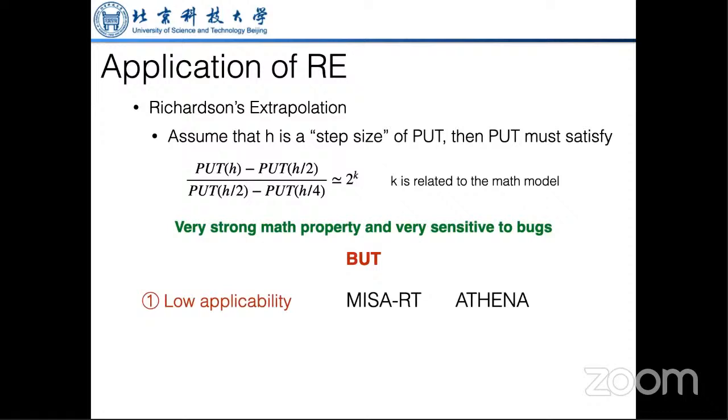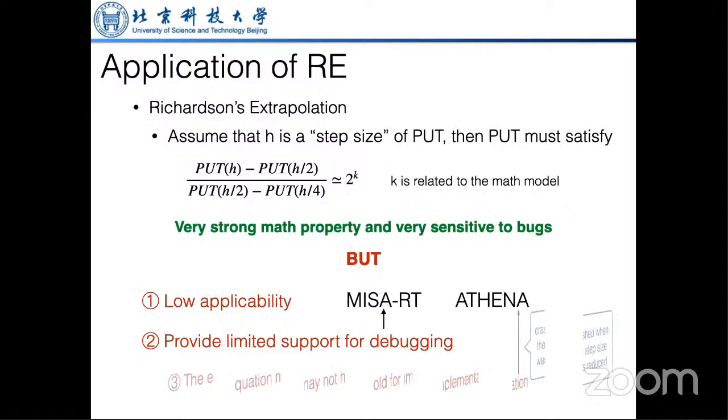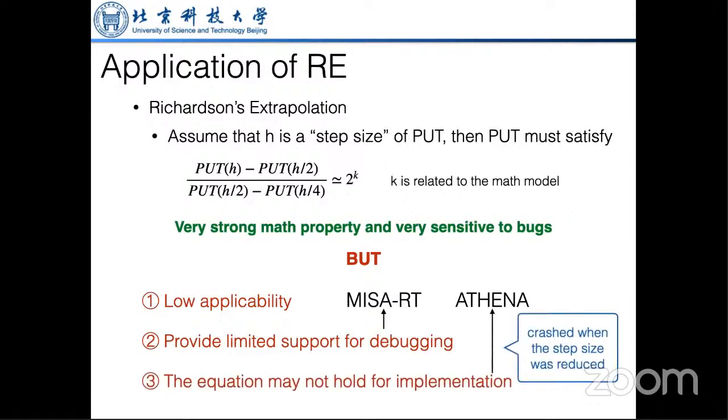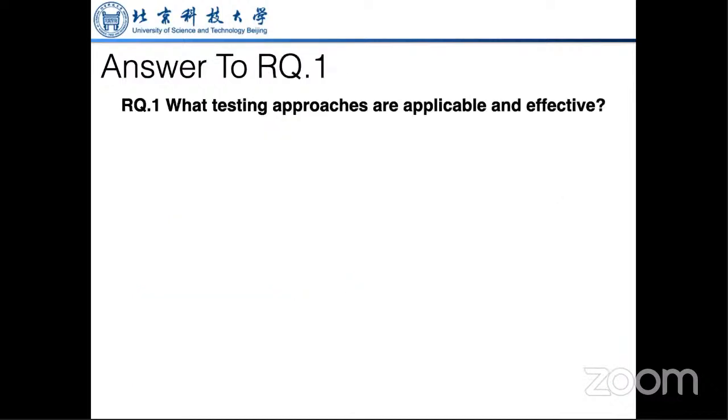It requires that the program's math model follows a certain format. We find only MISA-RT and Athena satisfy this requirement. Besides, the approach doesn't provide rich information for debugging. So although MISA-RT failed the test, we don't know the reason until now. Finally, we also find that the equation may not hold if the implementation does not strictly follow the math model. However, the deviation is possible and common, for example, due to performance optimization.